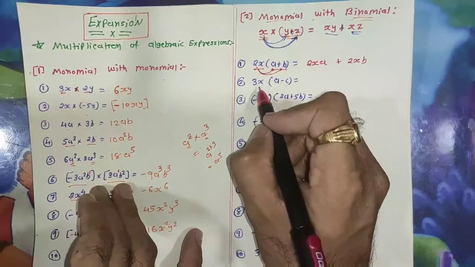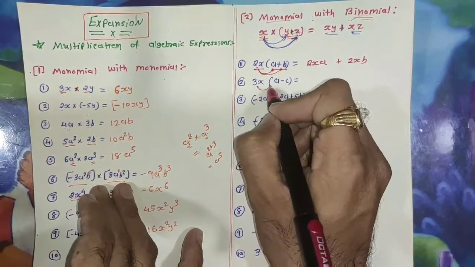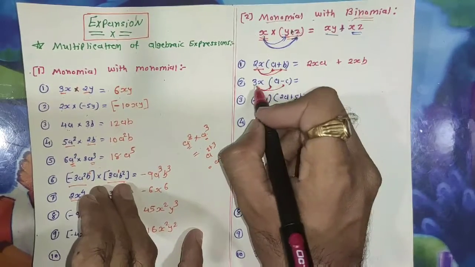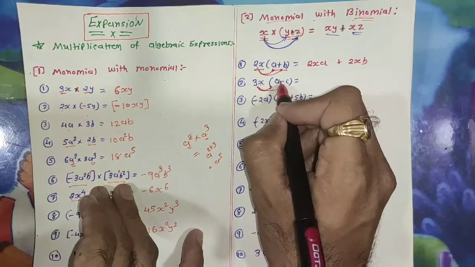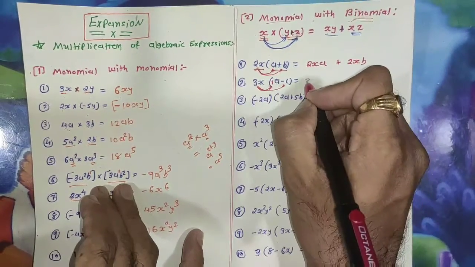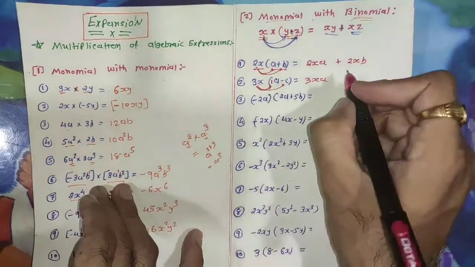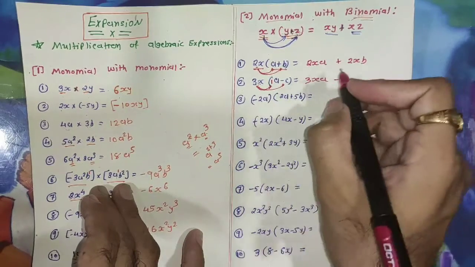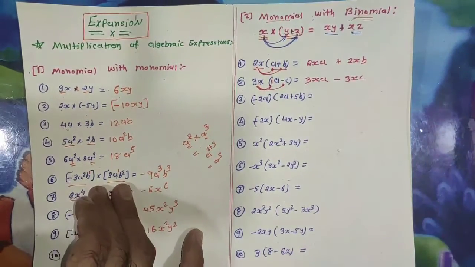Now for this one, 3x into a minus c. Again you have to multiply this 3x with this a, then this 3x with c, and then you have to put the minus sign between. So 3x into a means multiplication of monomial with monomial. This is one coefficient, so 3 into 1 is 3. x into a. So it's 3xa. Minus sign is there, so minus. Again multiply this 3x with this c. So it's 3xc.